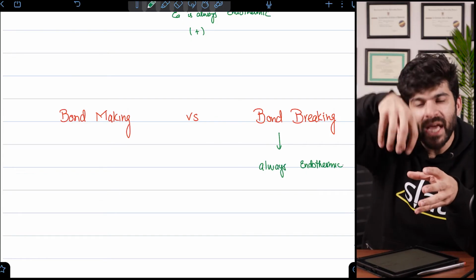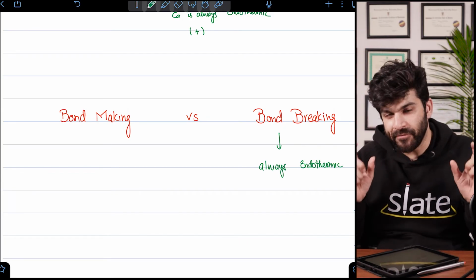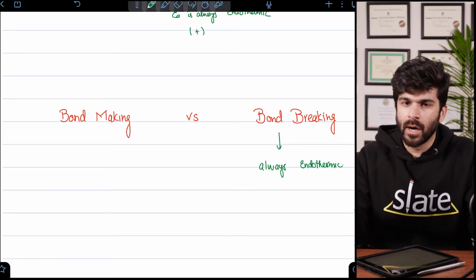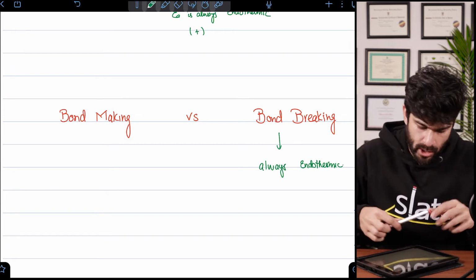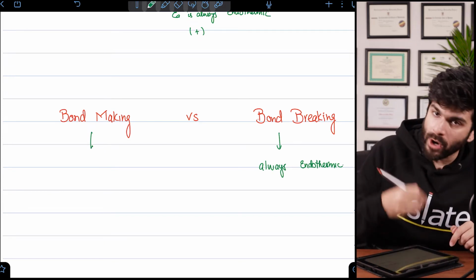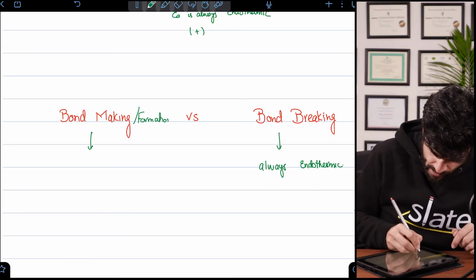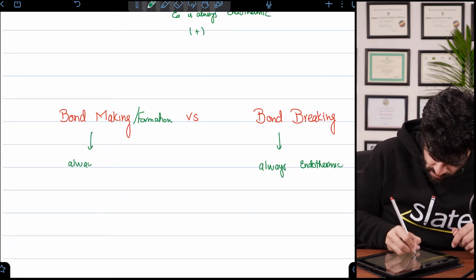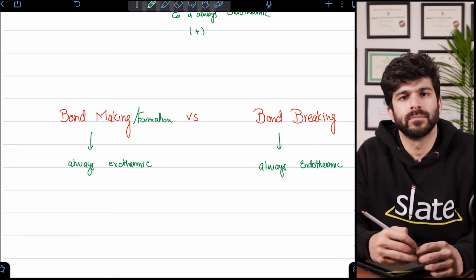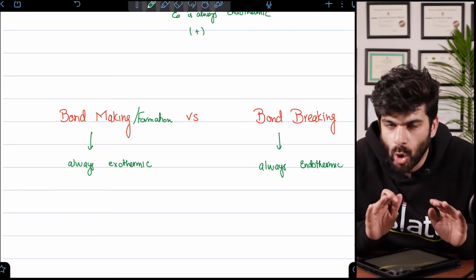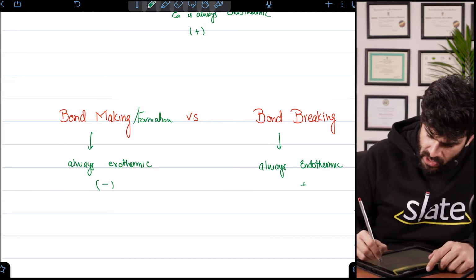So in order to make a bond, we take energy out. Because the free atoms have a higher energy, they are moving freely. But when we have to contain them, energy is taken out, energy is lowered. So bond making or bond formation, that term is also used sometimes, is always exothermic. So bond making is a negative value, bond breaking is a positive value.